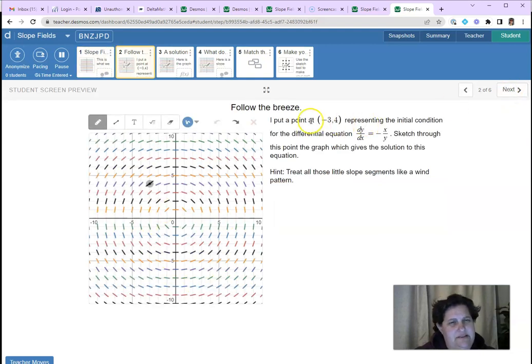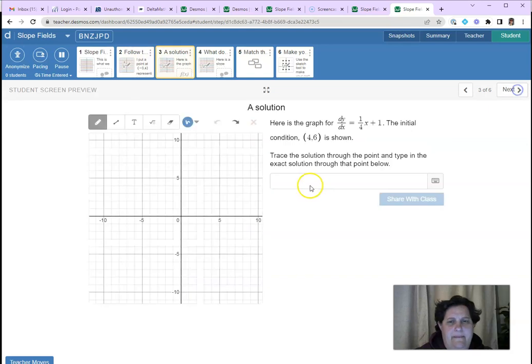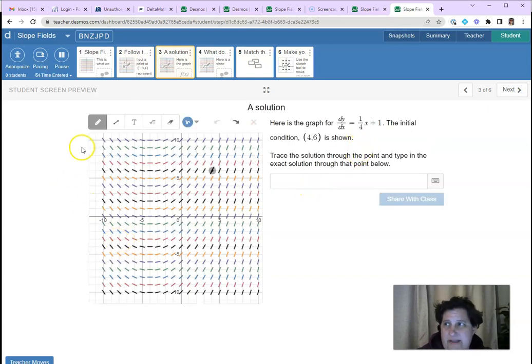Same slope field now. It says, okay, we put a point at negative 3, 4, representing the initial condition. Sketch through this point. You guys will notice that when you put this on the graph, okay, it's going to be a little thing that you can sketch. Sketch through that point and see if you can, like, right, treat them all like a little wind pattern. Which way is this line going to be going? Okay. Okay, here's another cool differential. Now, I would actually like you guys to do a little bit of work on slide 3.